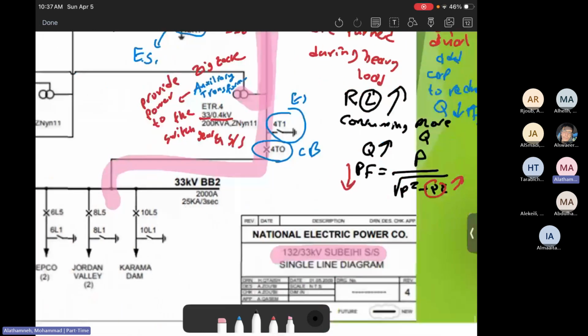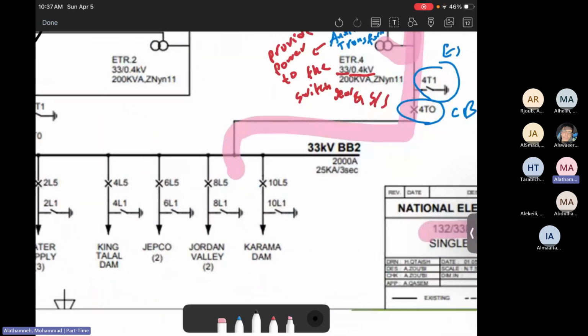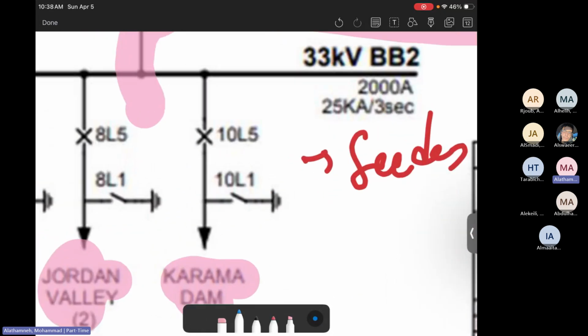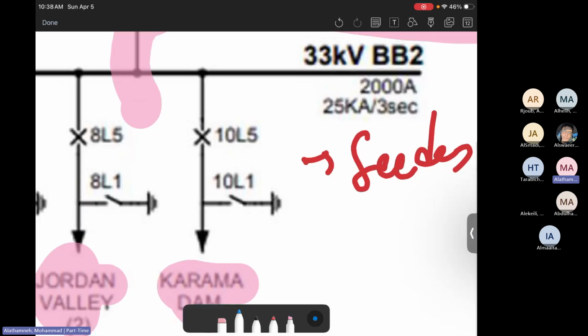The other thing, let's look at the 33 kilovolts. You will see the 33 kilovolts will go through feeders. All of them, we call them feeders. These feeders go toward several loads, like Karama, Sadd al-Karama, Jordan Valley, Wadi al-Urdun, Jibco, King Talal Dam, Sadd al-Malik Talal, etc. So it goes to different feeders. And in each feeder, there is a circuit breaker and an earth switch.